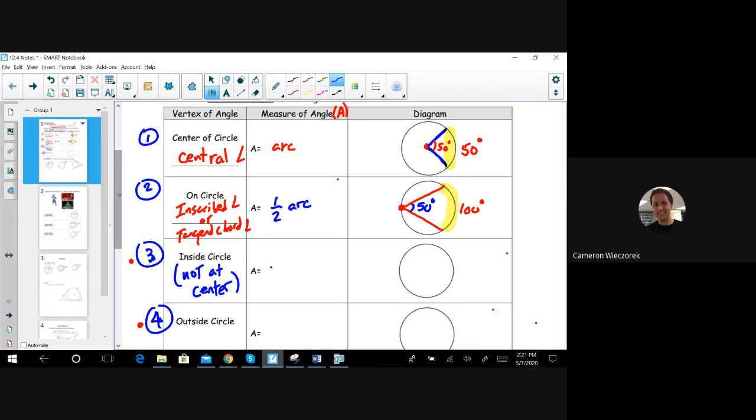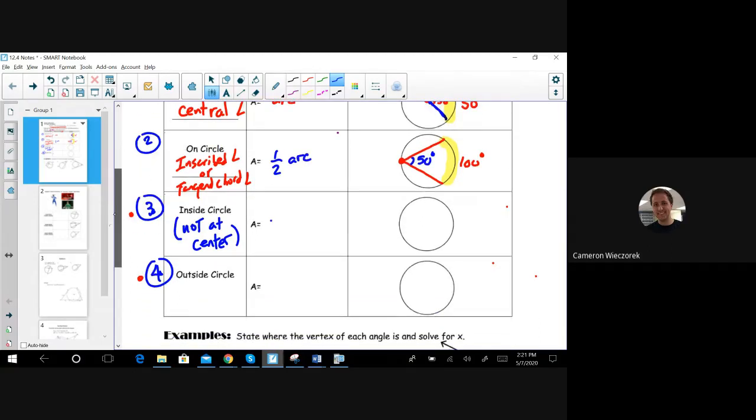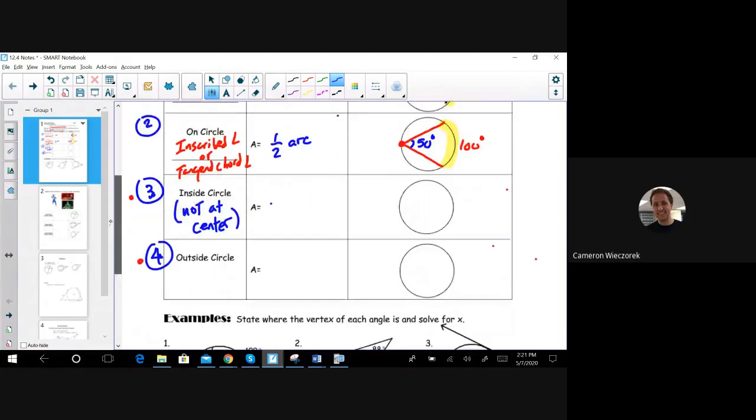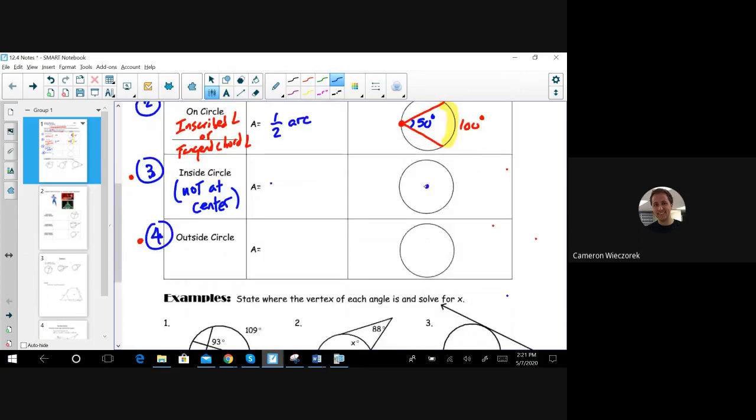So then the new ones for today, what if we get an angle that's inside the circle, but its vertex is not at the center? So I'll give you an example of what I mean by that. Let's say here's the center of the circle, but let's say that the angle we're interested in measuring is over here.